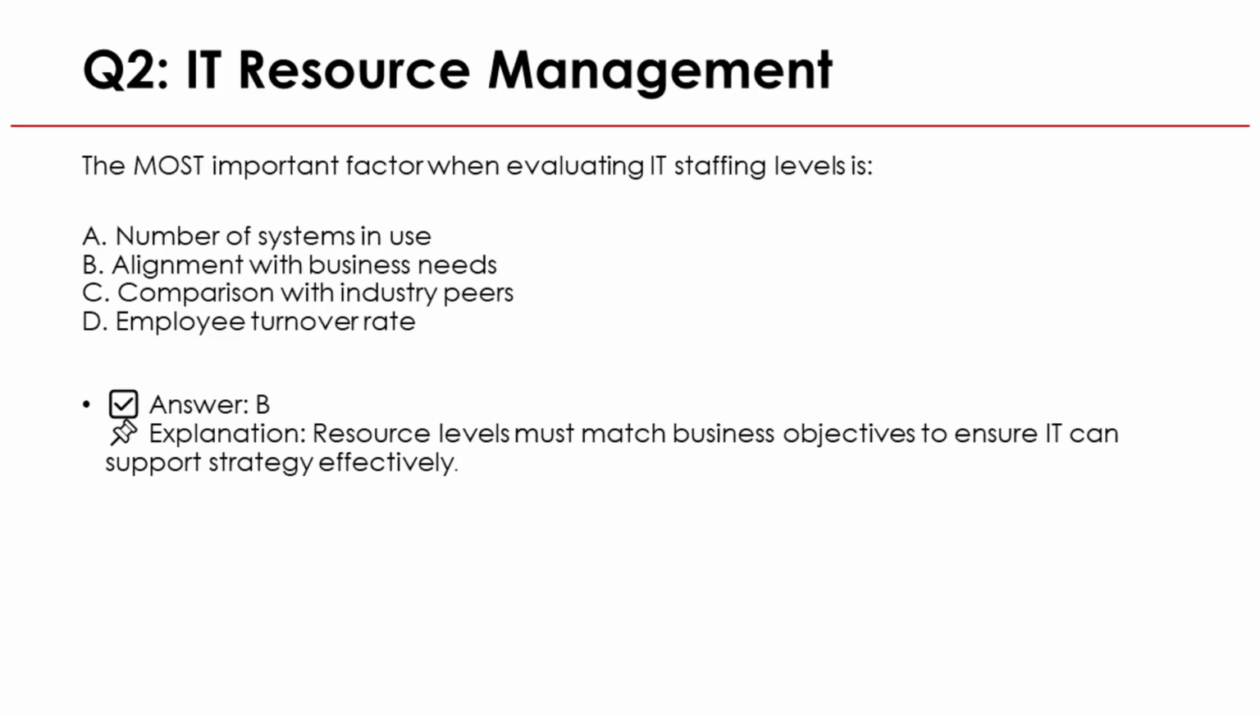The most important factor when evaluating IT staffing levels is: Option A, number of systems in use, too narrow. Option B, alignment with business needs, correct, staffing must match strategy. Option C, comparison with industry peers, useful but secondary. Option D, employee turnover rate, important but not the driver. Correct answer, B, alignment with business needs. The size of the crew depends on the size of the ship and where it's sailing.